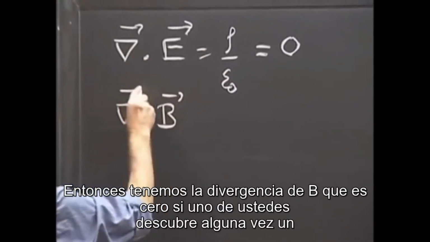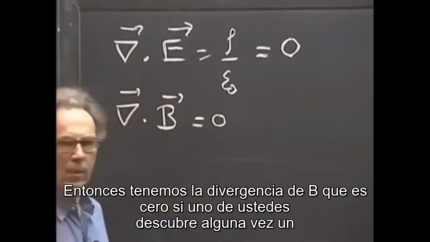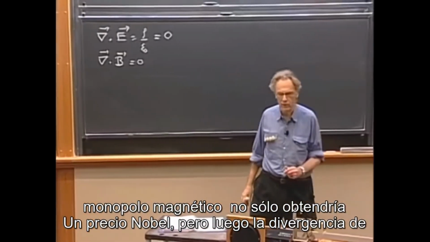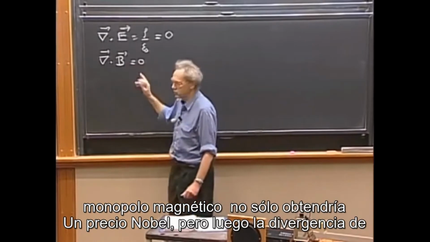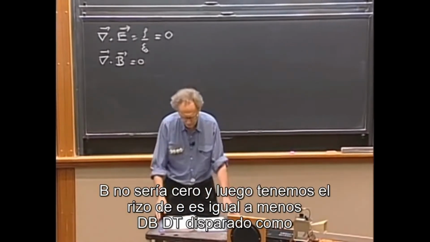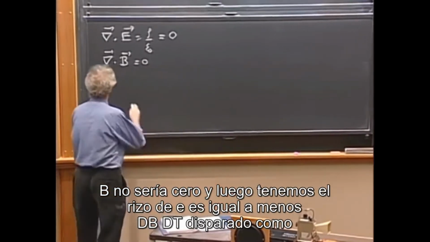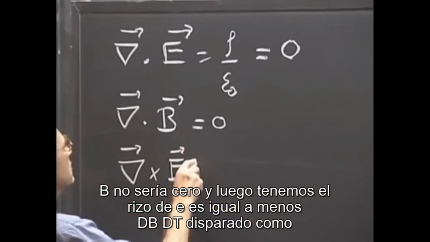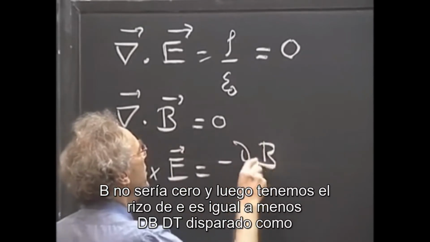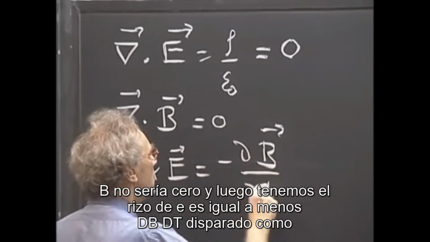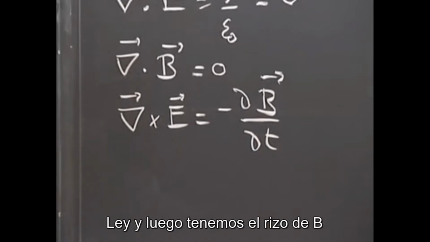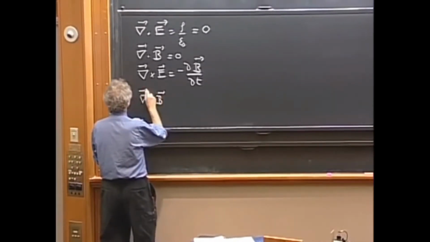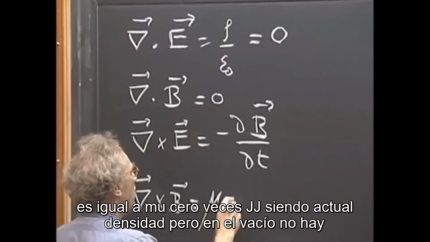Then we have the divergence of B. That is 0. If one of you ever discovers a magnetic monopole, you would not only get the Nobel Prize, but then the divergence of B would not be 0. And then we have the curl of E equals minus dB/dt, Faraday's law.